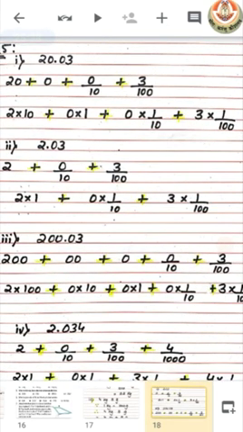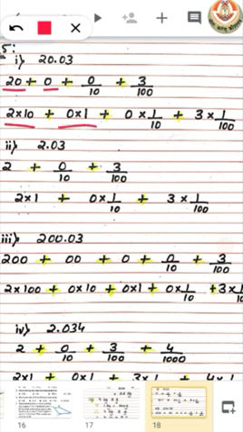20.03, we know that 2 is in tens place, so for this we multiply it by 10. 0 is in ones place, then for this we multiply it by 1. Now that 0 which is after the decimal is in tenths place, so we know that tenths place means multiplication by 1 upon 10. And then 3 is in hundredths place. For this we multiply 3 by 1 upon 100.